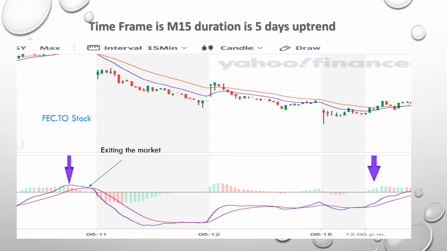Now, in order to exit the market, choose those crossovers which are in line with the direction of H1, downward. Ignore the rest, any upward trend, we have to ignore it. So we see that there is only one point that we can exit the market, and that point is right here. And this is the direction downward. And we have to ignore these.